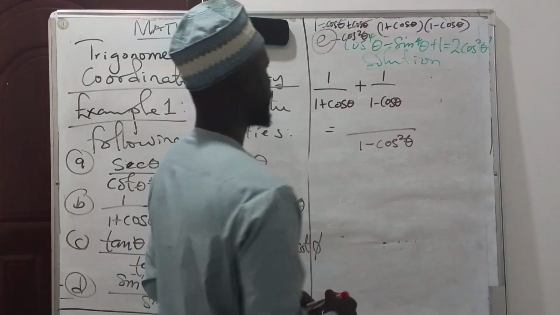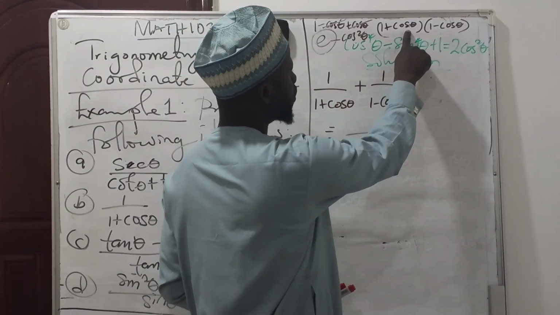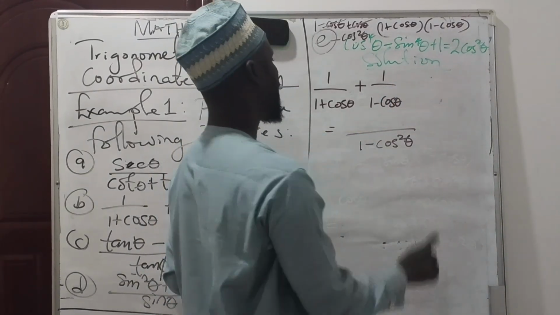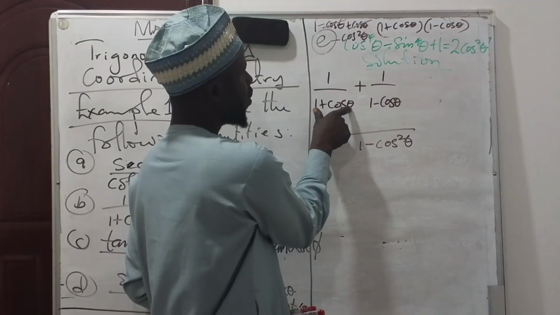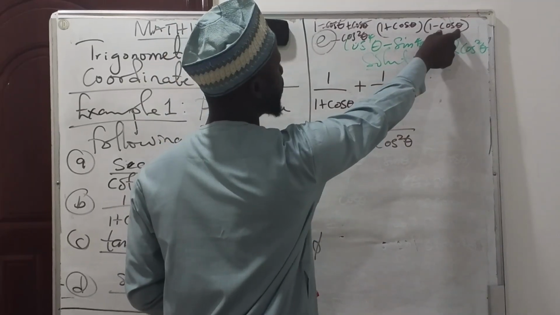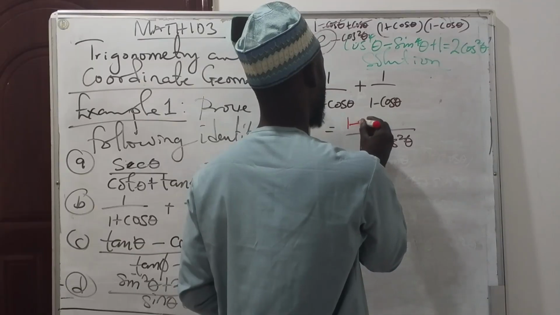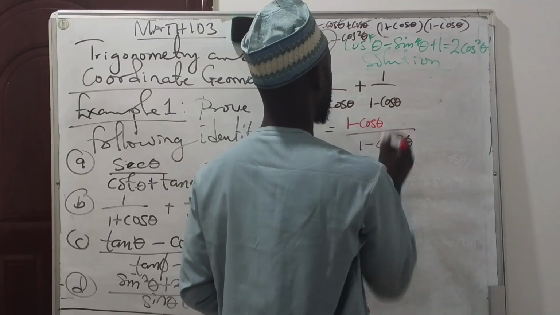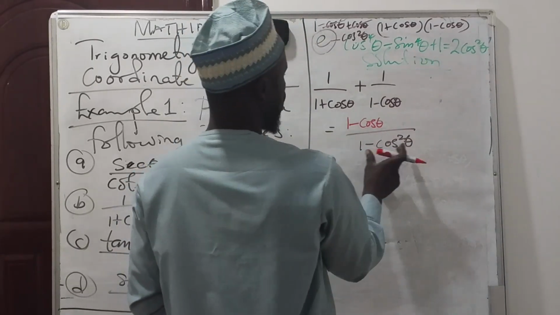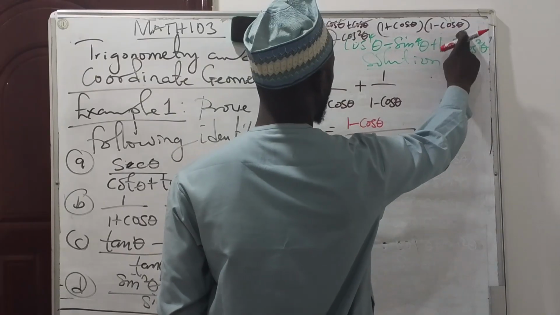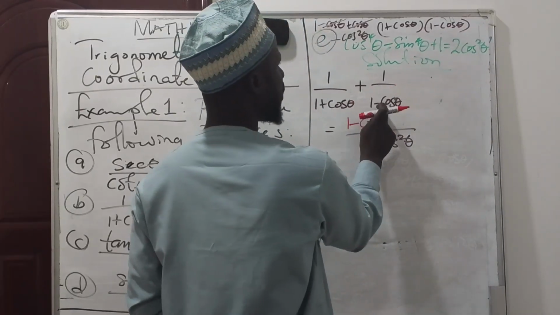So now 1 plus cos theta, 1 minus cos theta divided by 1 plus cos theta. So you have 1 minus cos theta times 1. So I have 1 minus cos theta. I have 1 minus cos theta. So I have 1 plus cos theta, 1 minus cos theta divided by 1 minus cos theta.